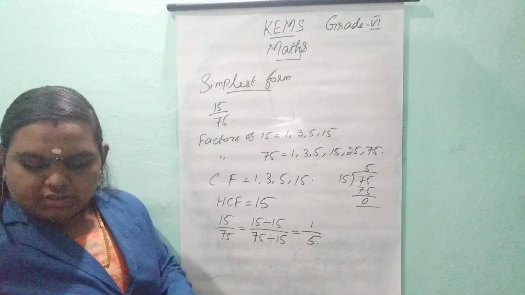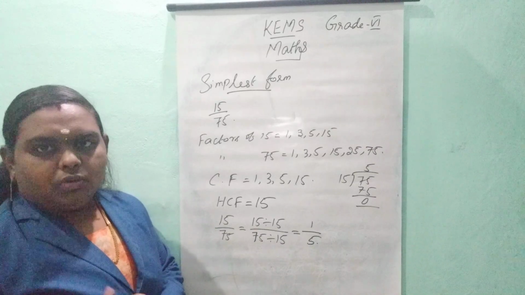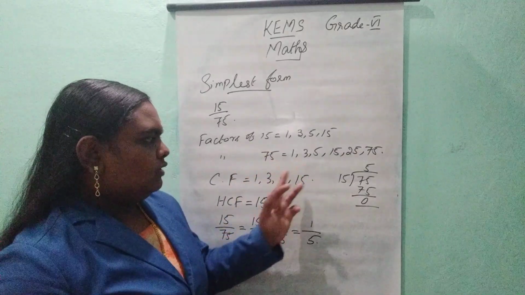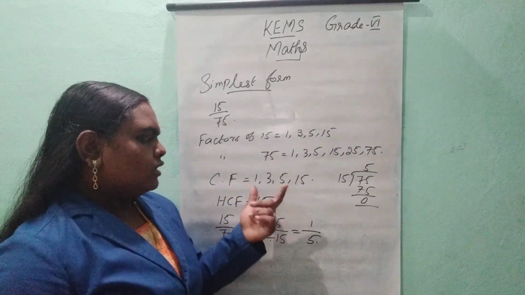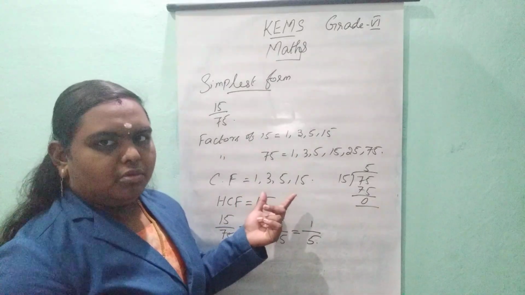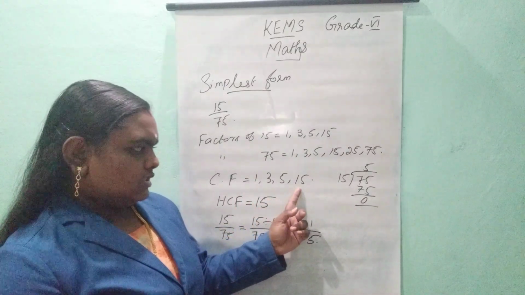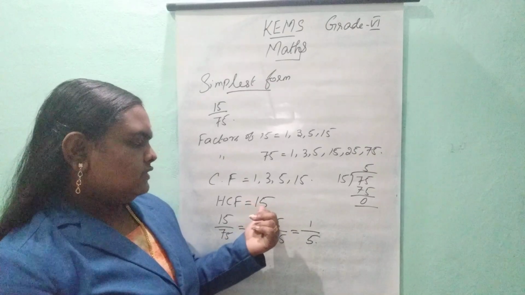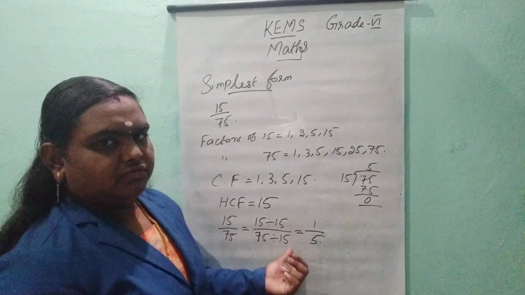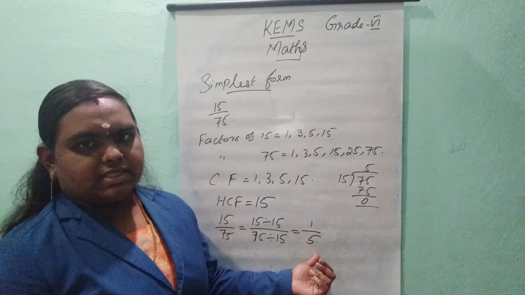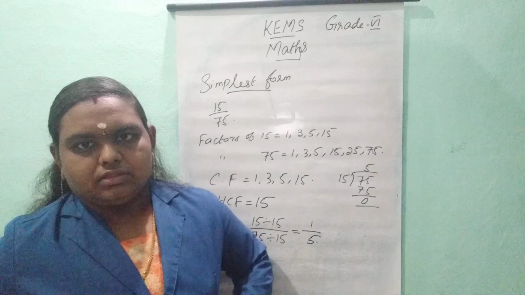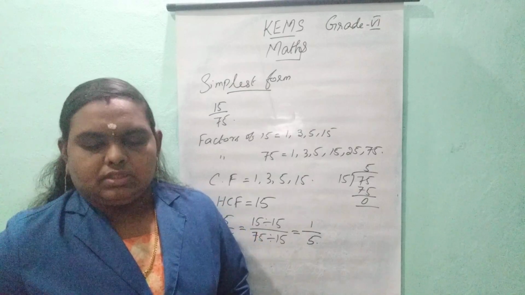The same method is used for finding the simplest form for all the given questions. You have to write the factors, then the common factors. After the common factors, we have to find the highest common factor. So 15 is the highest common factor. So HCF is 15, and we have to divide both numbers by 15. Then we get the answer as 1 by 5. That is the simplest form. Is it clear now? Yes.